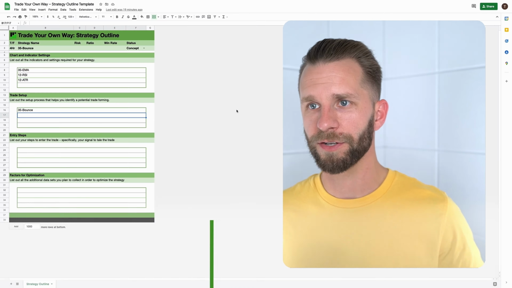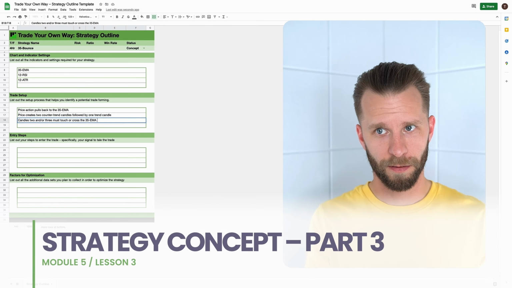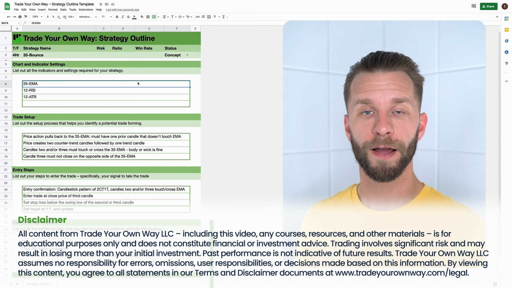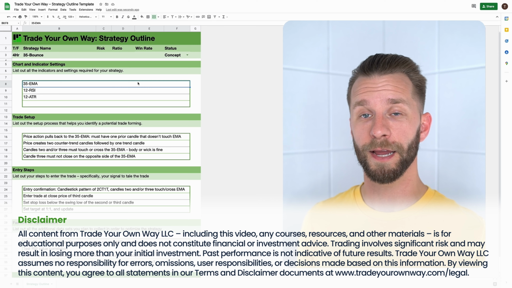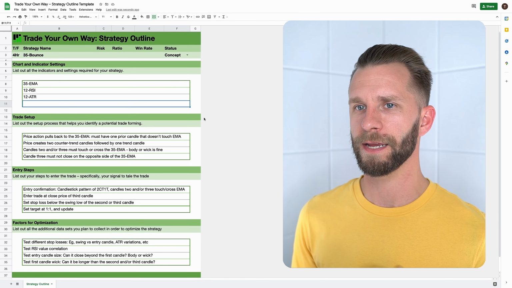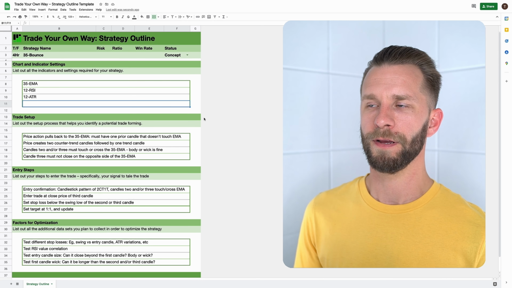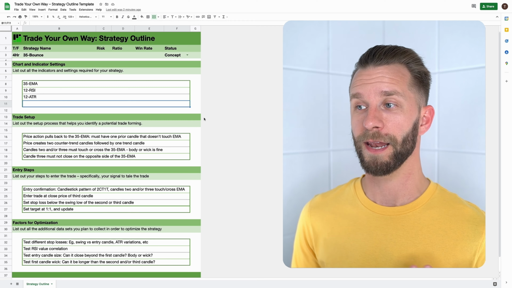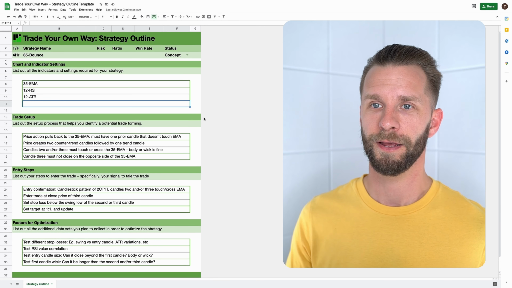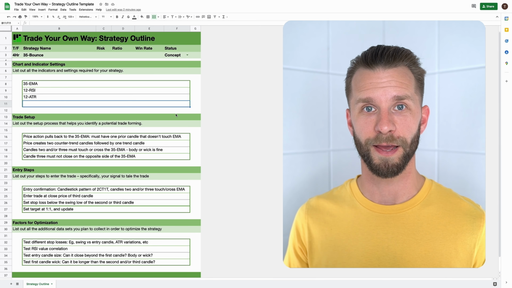Part 3 with our strategy outline sheet. Here we go. So if I go over to my strategy outline, our indicators are a 35 EMA, an RSI and an ATR. For the RSI and ATR, I've set them to 12 just as a personal preference. I like the way that days divide into it, but you can set them at whatever you would like.